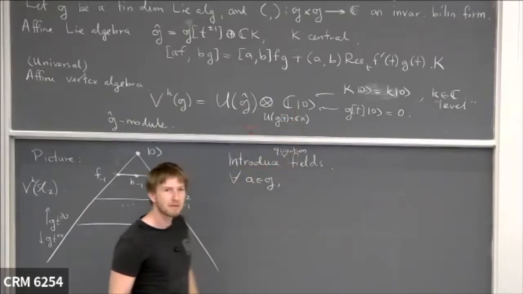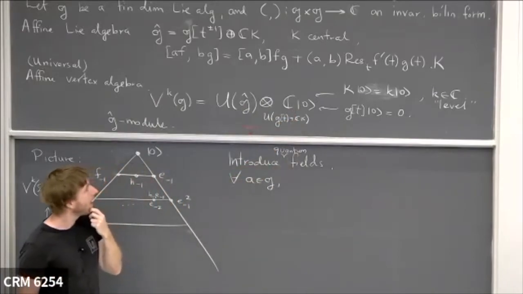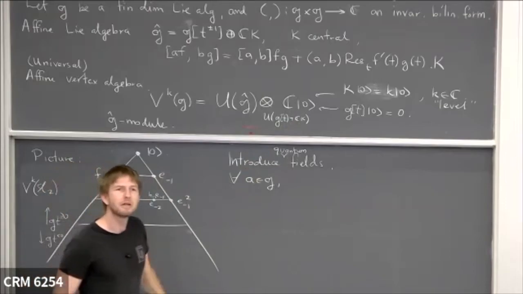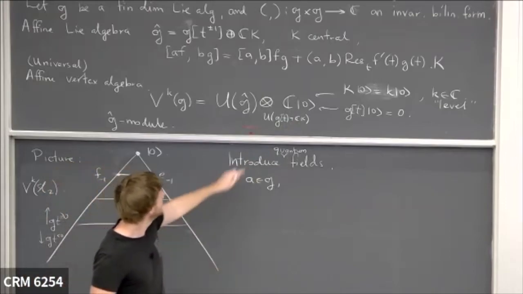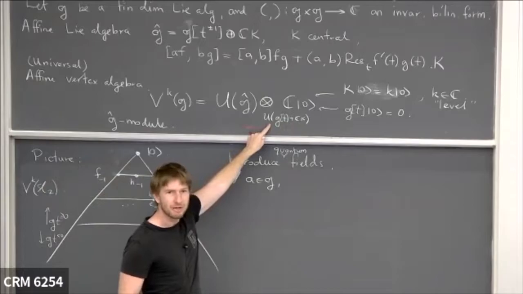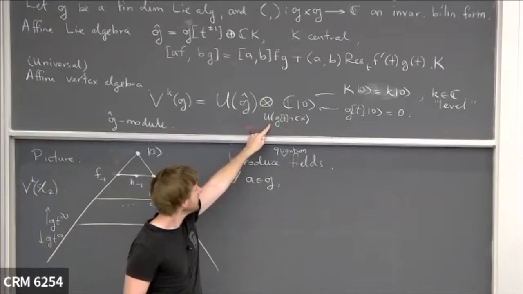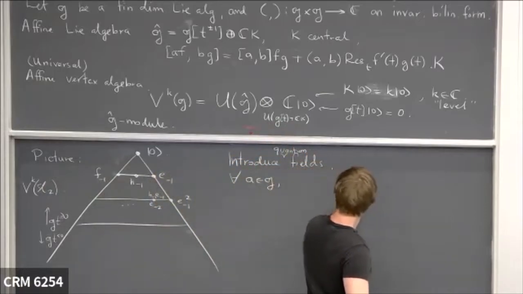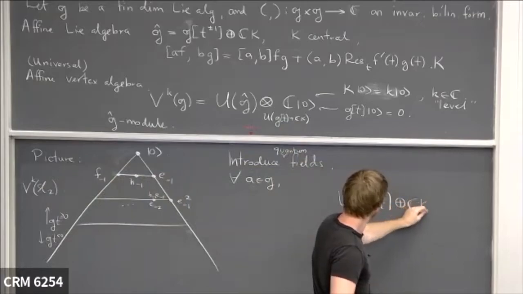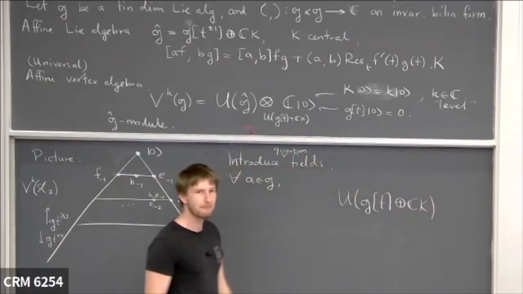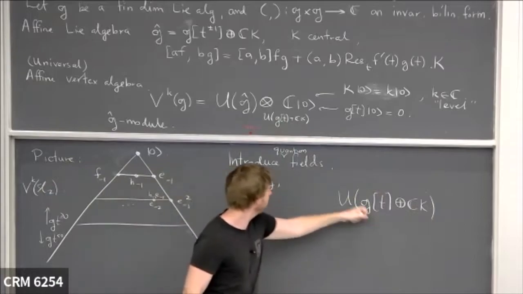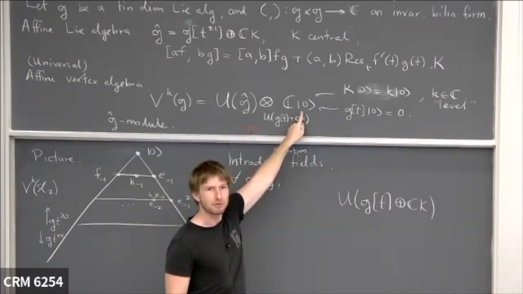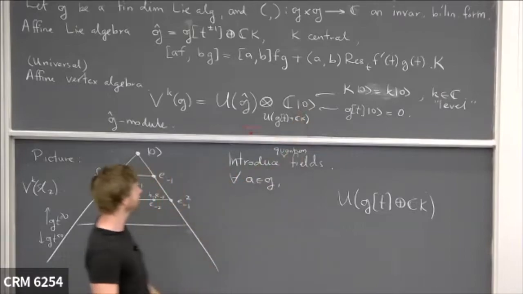Can you say again what you're tensoring over? It's a bit small over here. That's also a universal enveloping algebra of a Lie algebra. What's in the parentheses? I'm sorry, it's U of G[T] plus CK. Thank you. And all of this stuff acts on this one-dimensional module.